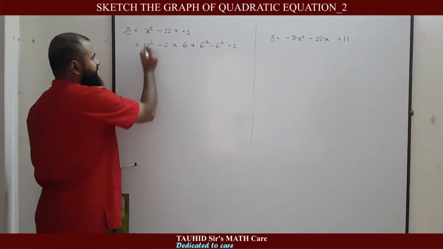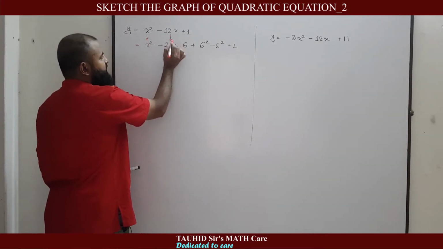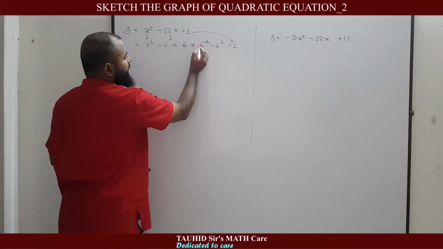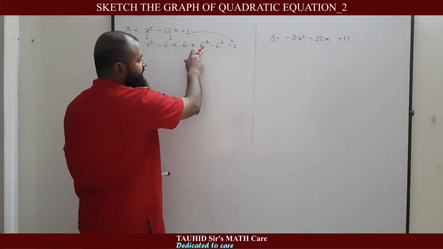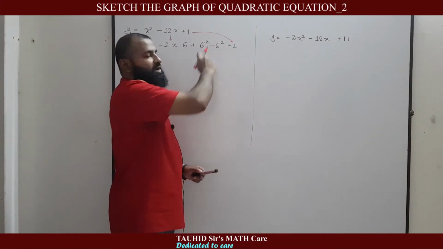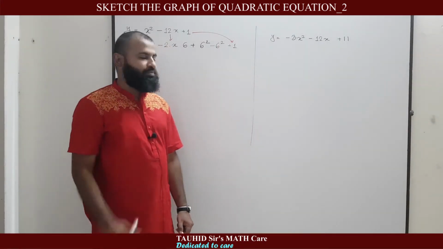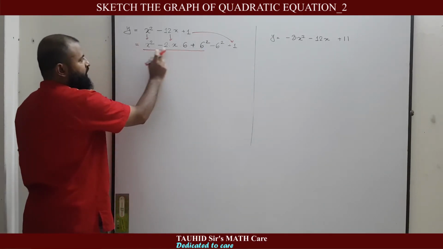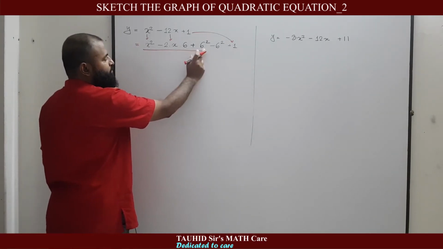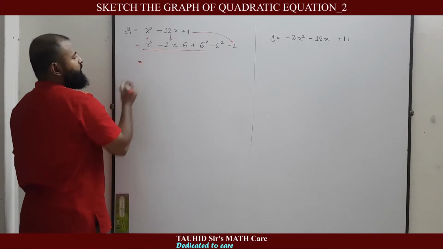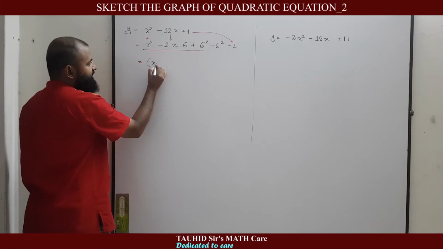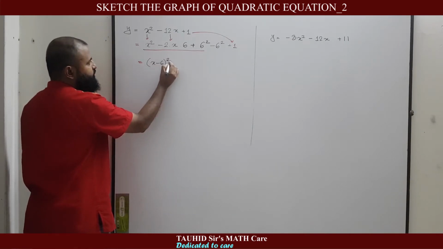So you can see that x square equal to x square, 12x equal to 2 into x into 6, 1 equal to 1, and we have brought this 6 square, so we subtracted this also. Now look at this portion, x square minus 2 into x minus 6 plus 6 square equal to, what can we write it? We can write it as x minus 6 whole square.